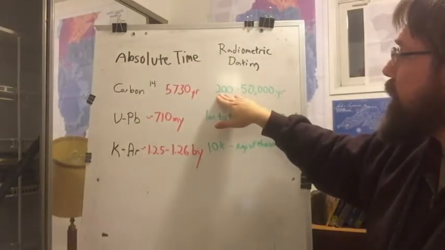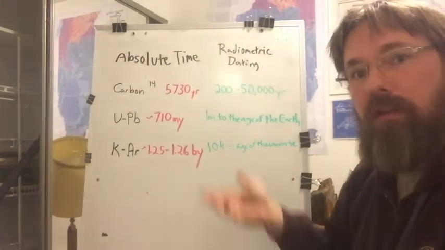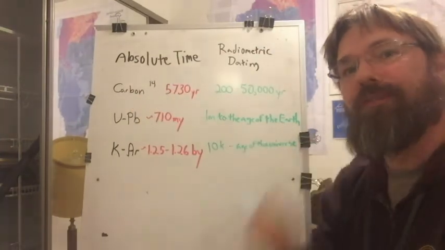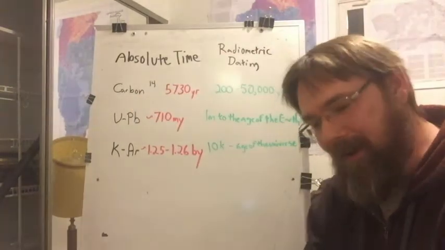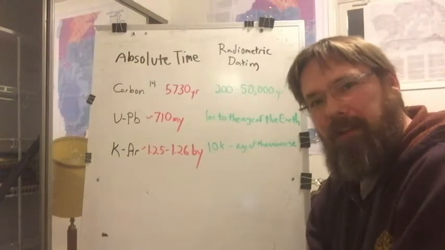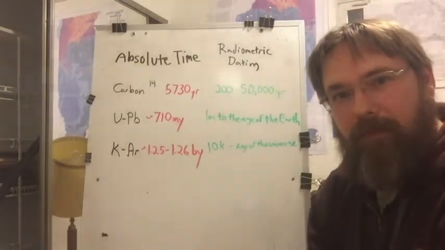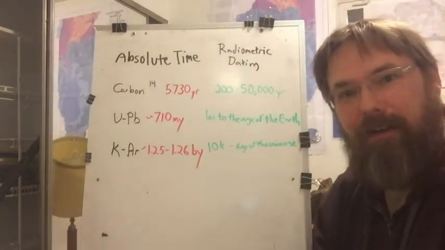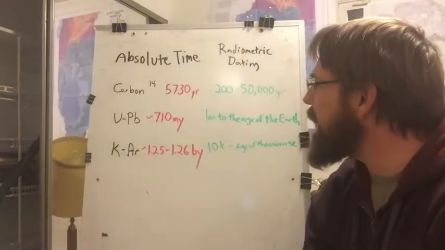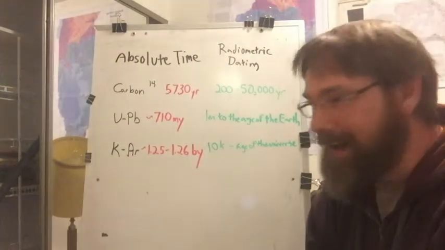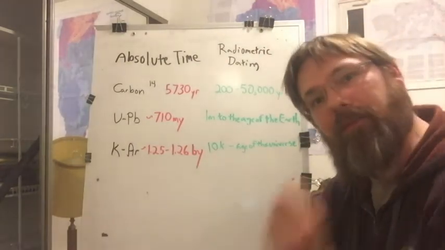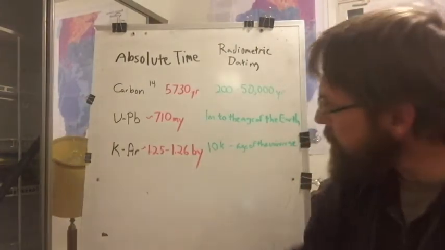So basically, if something's 200 to 50,000 years old, you can date it using carbon-14, assuming it has an organic origin. You can't pull carbon-14 dating from a granite. You can't do it from a lava or a sandstone or anything like that. It just won't work unless there's an organic component.